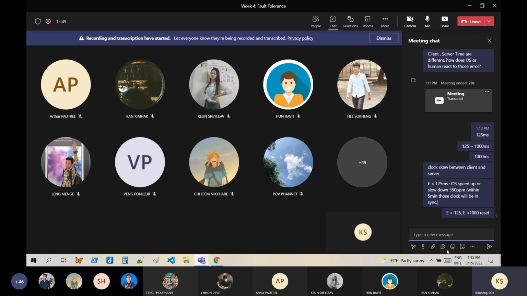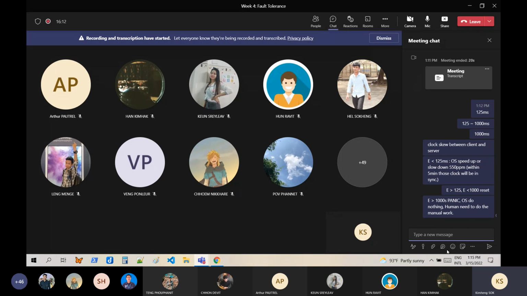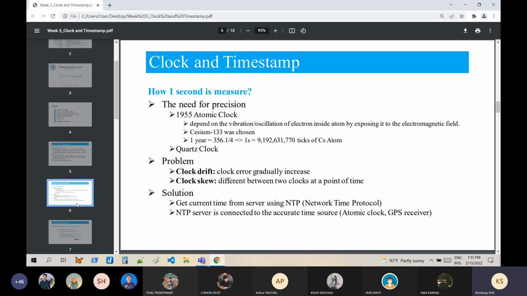But for the third step, the error is too much, for example bigger than 1000 seconds. In those cases, it comes to a panic state. Normally the operating system does nothing and relies on a human to do the manual work. The system will not react, and the human needs to go and correct the clock and check whether the client clock or the server clock is in error, because the difference is too much.